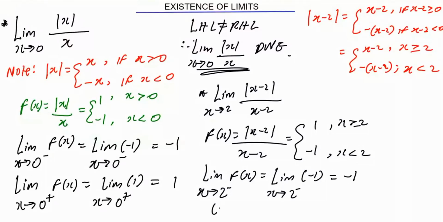And the limit as x tends to 2 from the right of f of x, give me the limit as x tends to 2 from the right. What is my f of x from the right? That's 1. And my answer is 1.